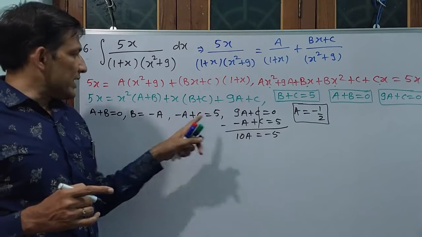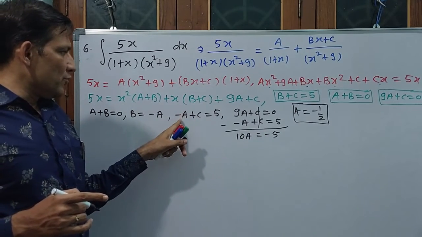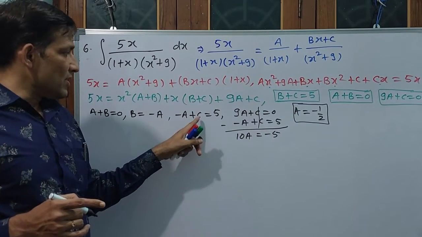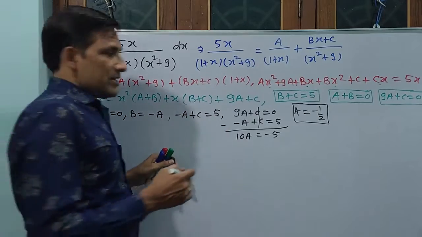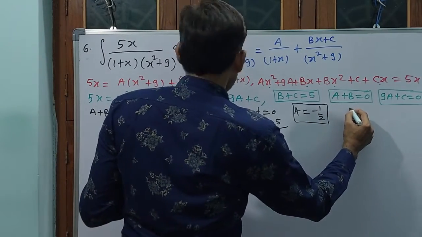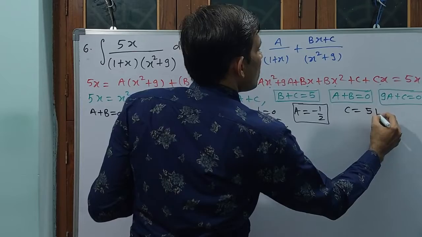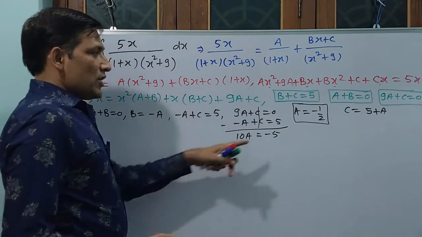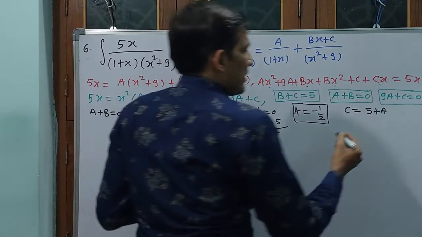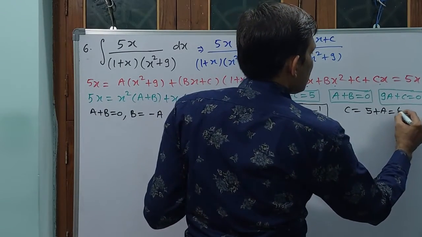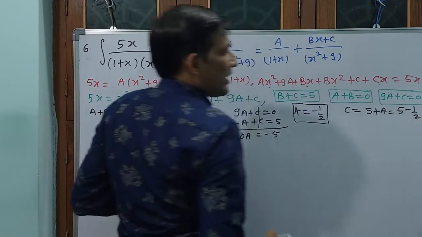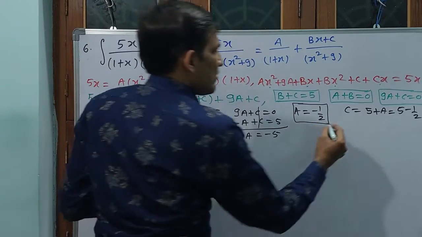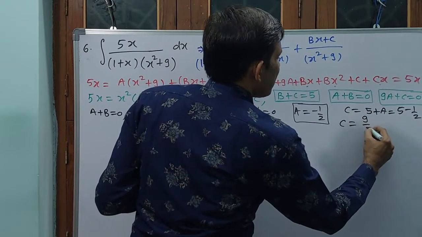After a, you can get c also. Why? Because you write this a in this, then you will get c. C is equal to 5 plus a. Write down. C is equal to 5 plus a. A you are having minus 1 by 2, 5 minus 1 by 2. That is equal to 5 minus 1 by 2, 10 minus 1 by 2, 9 by 2. Write down. C is equal to 9 divided by 2.